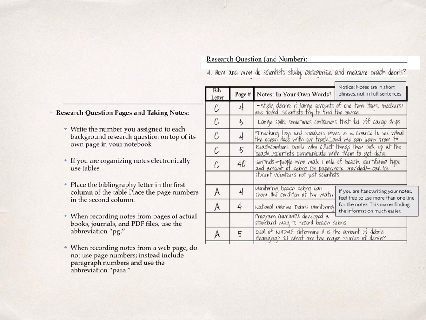And then you take notes. What happens is you put your research question on each page, right? And then you make three columns. One will have the bibliography letter. Two will have the page, or the paragraph you got it from if it's a website. And then you'll write your notes in your own words, and you write them in phrases, as I said. It's very important. Write them in phrases. So for journal articles, you're going to say what page it came from, and for an internet source, you're going to say what paragraph it came from.